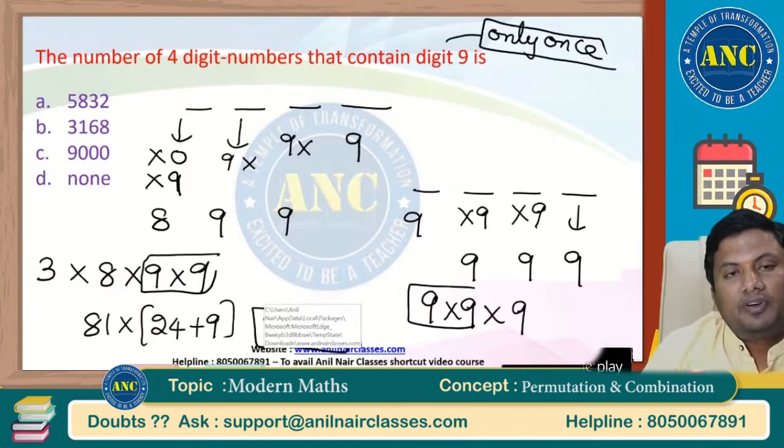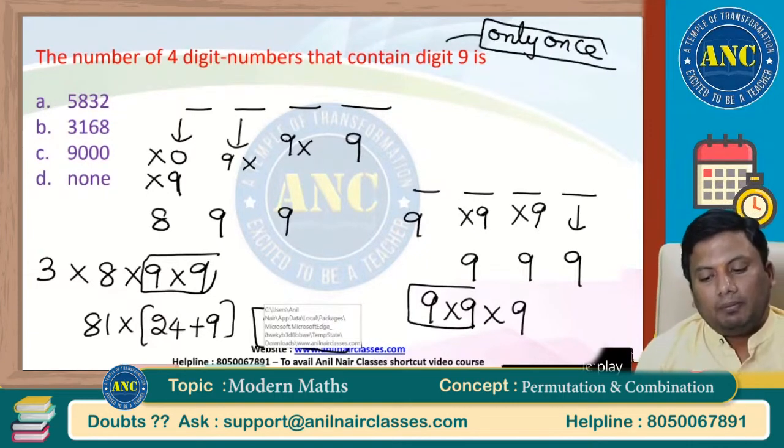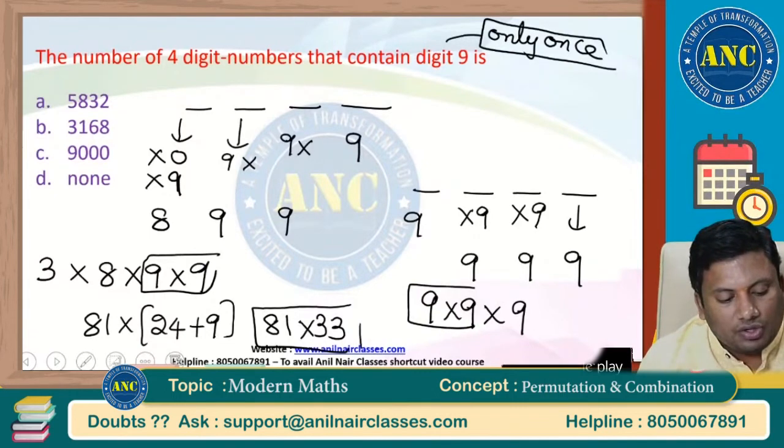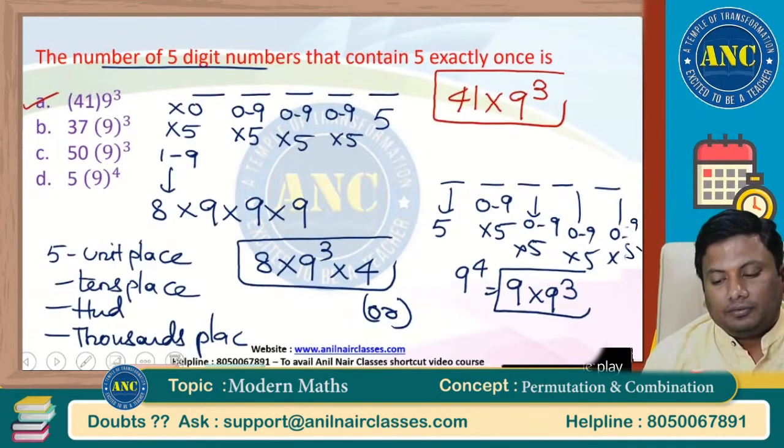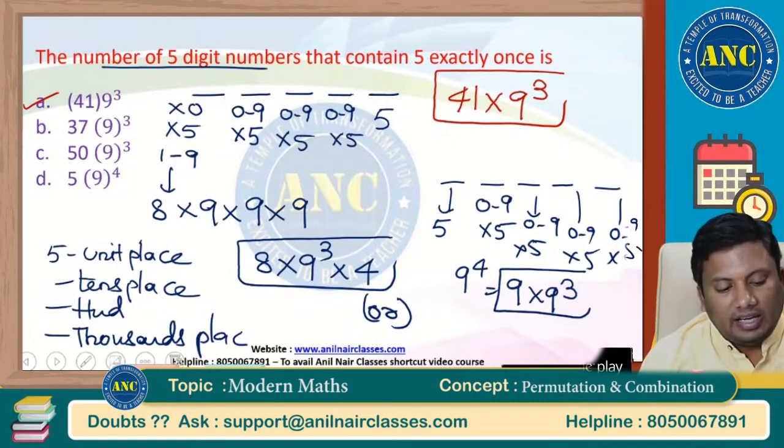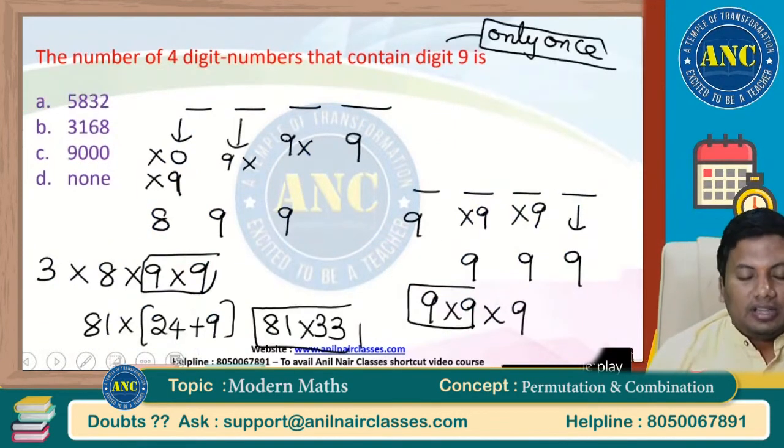What is that question we did? Number of 4-digit numbers that contain digit 9 only once. What is the previous question we did? Number of 5-digit numbers that contain 5 exactly once.